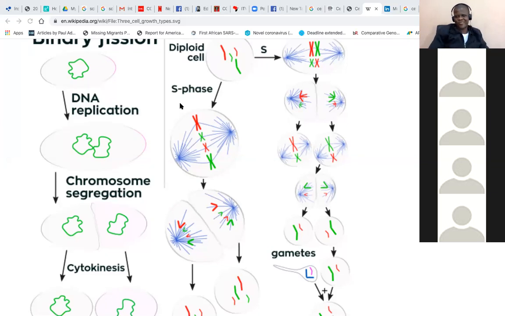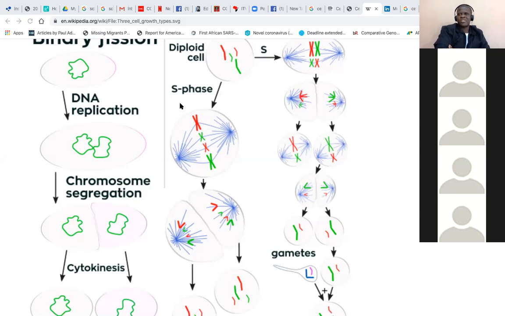I think it's important because it's necessary for human cells to grow. So if the G1 phase is excluded, it's possible the chromosomes will just remain dormant.